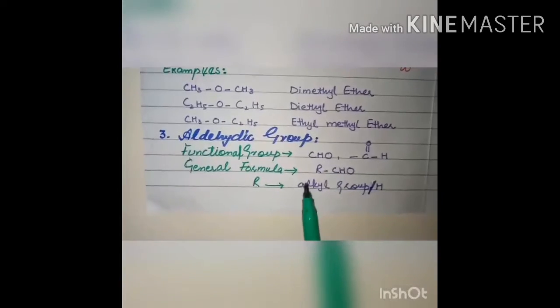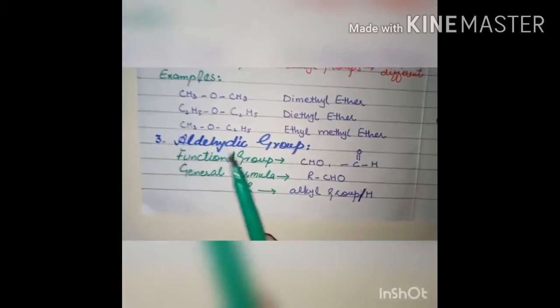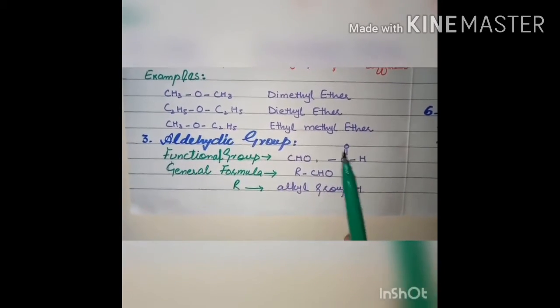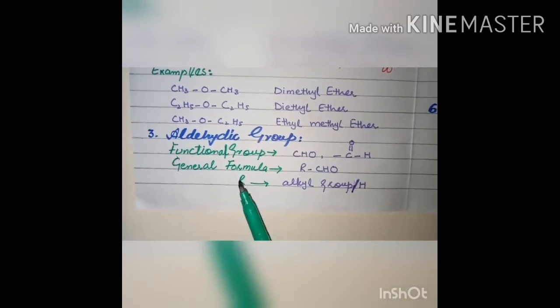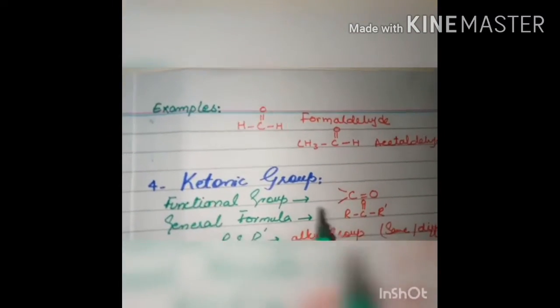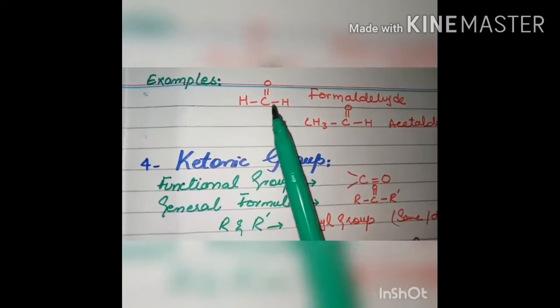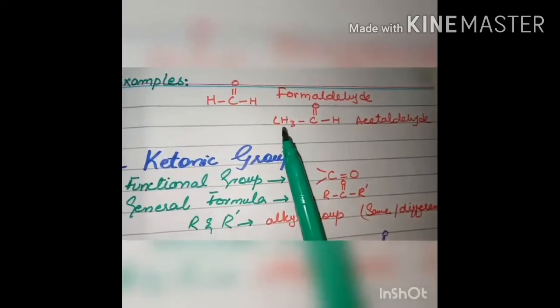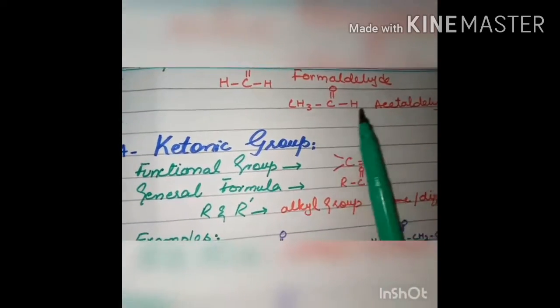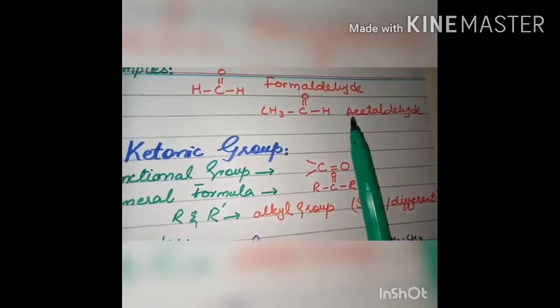The next is the aldehyde group. For the aldehyde group, the functional group is CHO, or we may write it as C double bond O and then H. The general formula for this is RCHO. For the aldehyde group, this R may be the alkyl group or it may be the hydrogen atom. The examples are H, C double bond O, H, which is formaldehyde, and CH3, the alkyl radical of methane CH4, C double bond O, then H, which is acetaldehyde.